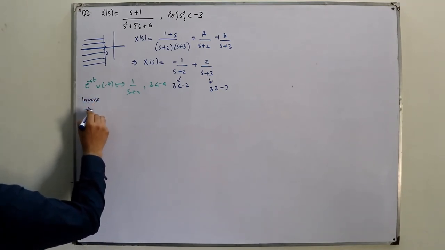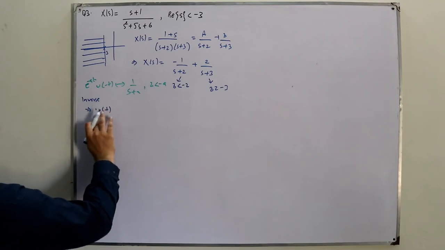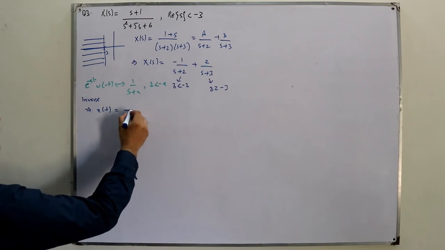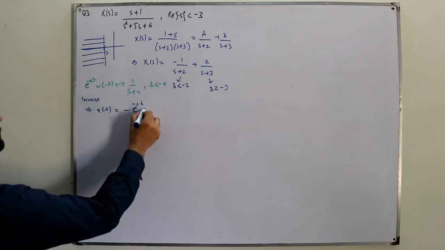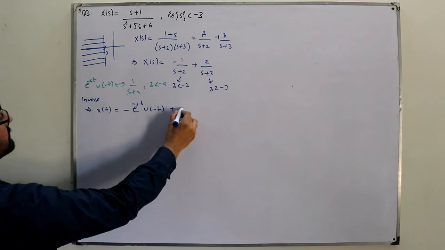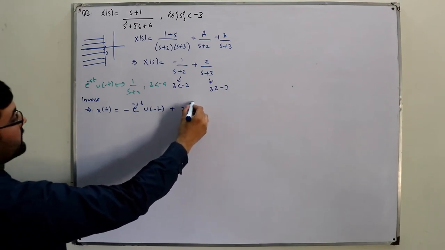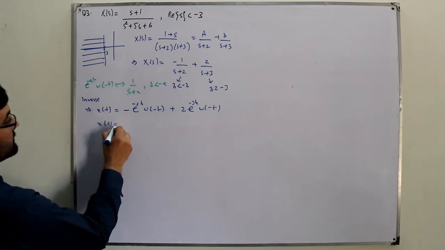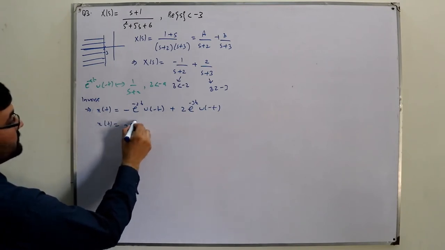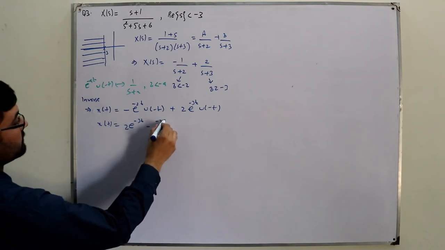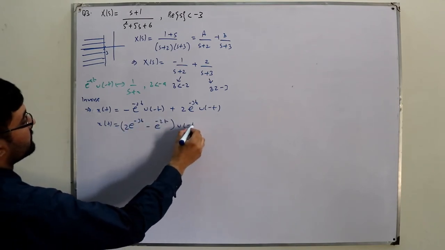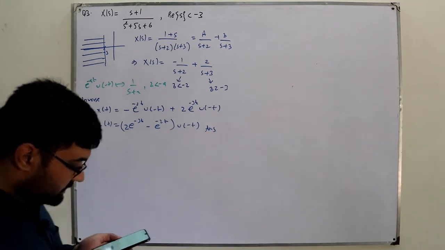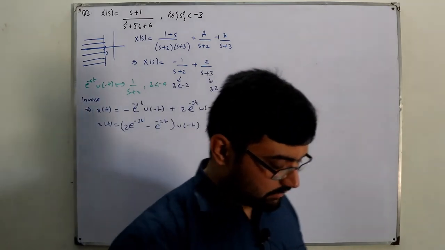Inverse implies what? That my x of t is the signal. So x of t is equal to negative exponential of negative 2t u of minus t, plus, as already here, exponential of negative 3t u of minus t. You could further write it as exponential of minus 3t minus exponential of minus 2t, whole multiplied with u of minus t, and this is your time domain function. This is the answer. Is that fine?